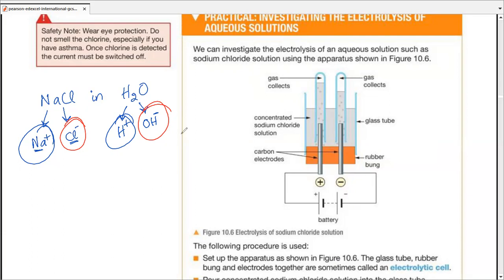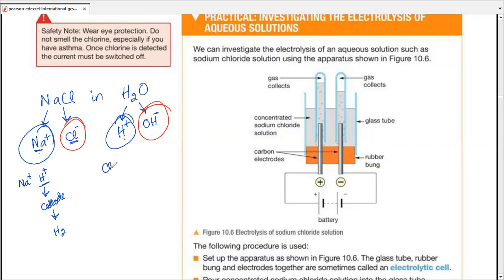So if we go with this, what happens is that sodium and hydrogen are competing with one another. When sodium ions and hydrogen ions are competing, the hydrogen ion wins, goes to the cathode, and forms hydrogen gas over there. Like all other nonmetals, they stick in pairs. Hydrogen is also a nonmetal. Even when it goes to the cathode, it sticks in pairs in the form of hydrogen molecules.